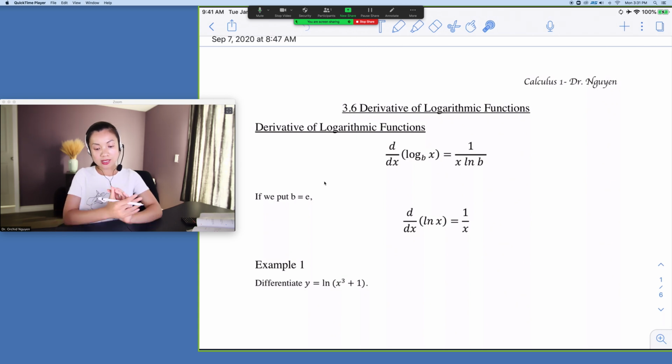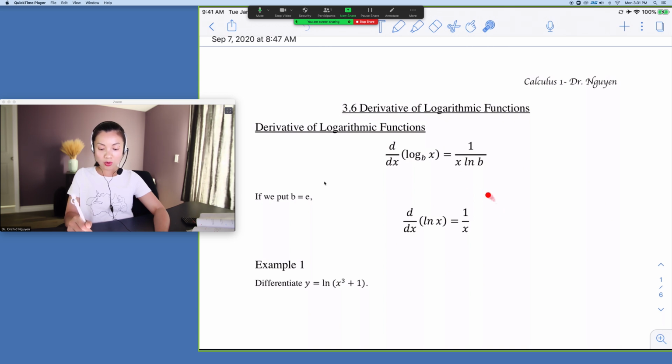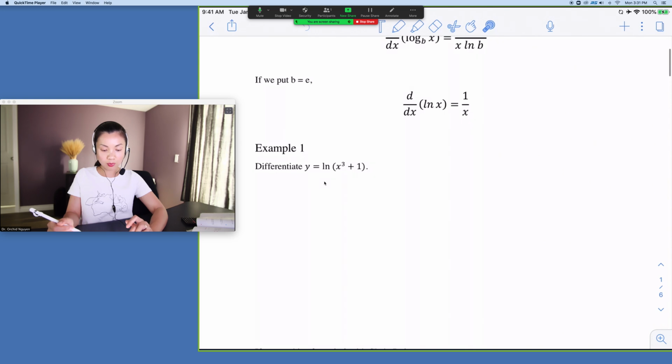In this section, we're going to take care of the derivative of log functions. So how do we do it? We're going to use implicit differentiation for log functions. You can see right here, this is the derivative of log. And now if you have just ln of x, where b is e, then the derivative is just 1 over x.